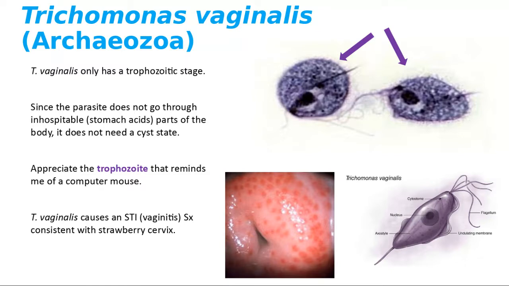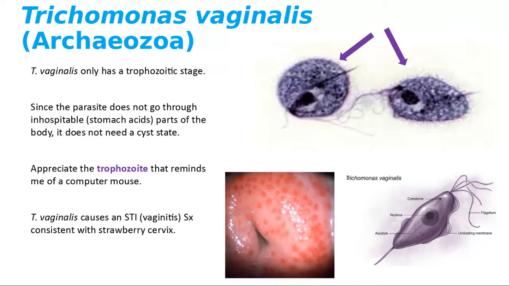So it causes an STI, a sexually transmitted infection: vaginitis, and balanitis in men, but it's consistent with strawberry cervix. It only has a trophozoitic state because it goes from the penis to the vagina, and there are no hostilities. It's not a hostile environment like the GI tract would be, so it doesn't really need a cyst state. It only has a trophozoitic state. Okay? Questions?